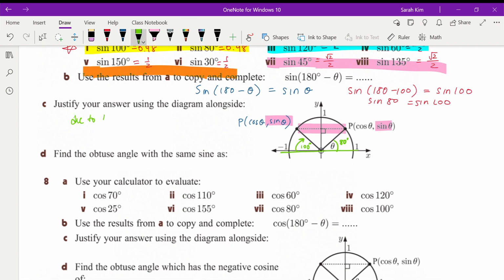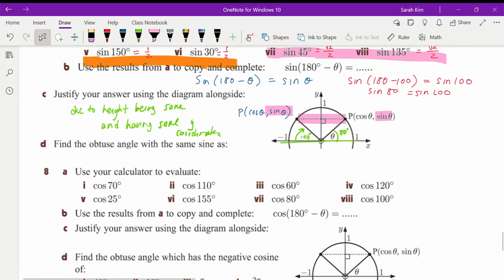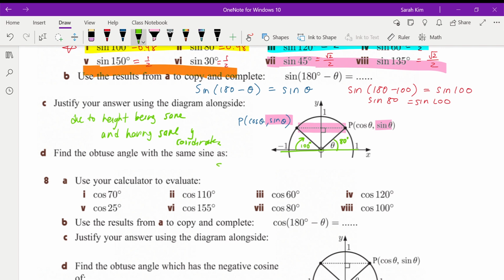Due to height being the same and having the same y coordinates, etc. Okay, so it says find the obtuse angle with the same sine as. So an obtuse angle that has the same sine. So sine is the y coordinate. So I guess it'll be sine 180 take theta. Is that what they are looking for?